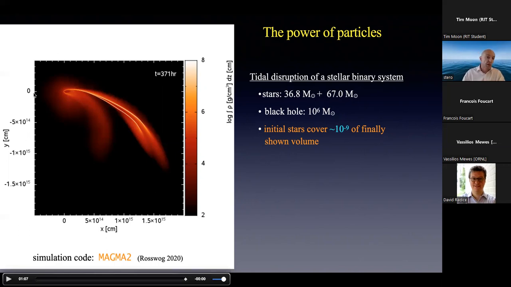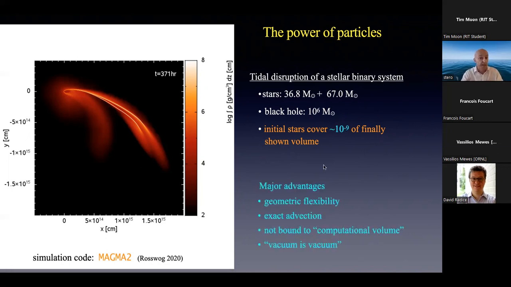And if you look now at this volume that I'm showing here, and you compare the initial stars with that, then the initial stars have something like 10 to the minus 9 of the shown volume. So this is a huge change. And of course, if you would have to fill this with a background medium, then you would be pretty much challenged with your initial stars here. And the punchline here is really that the particles can be very, very flexible geometrically.